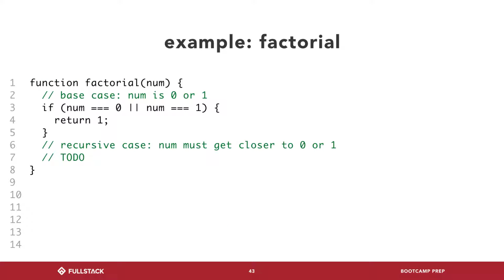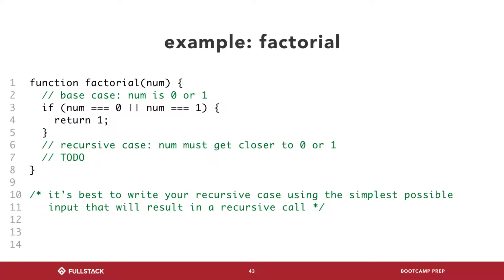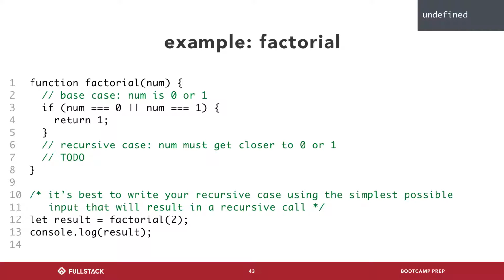So this is the part where it gets a little bit tricky. Let's say let result equals factorial of 2. What's going to happen here is we're going to put 2 as an input. We're going to say, is num equal to 0 or 1? And the answer is no. So then we hit line 6, line 7. There's not really any code to execute. And so then we return what?